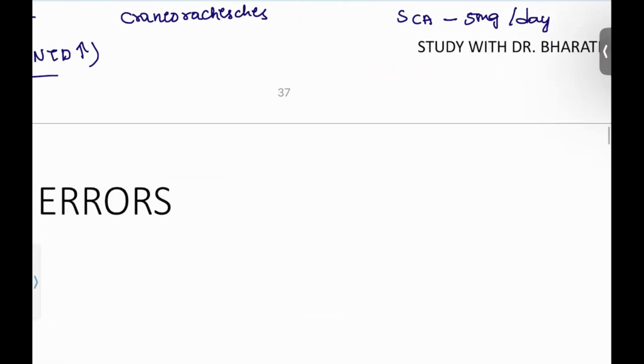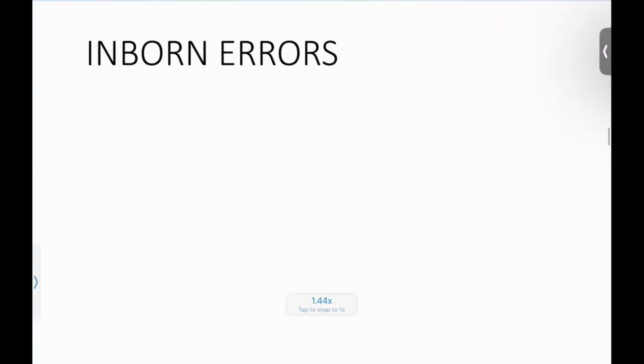Next one is inborn errors of metabolism. Let's discuss the types of inborn errors that are most important for our exam. The first one is galactosemia. We all know that galactosemia is a classic condition: hepatomegaly, and the patient has galactose intolerance. What is the gene involved? That is the GALPUT1 gene.